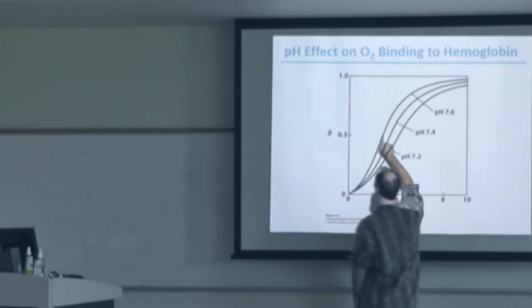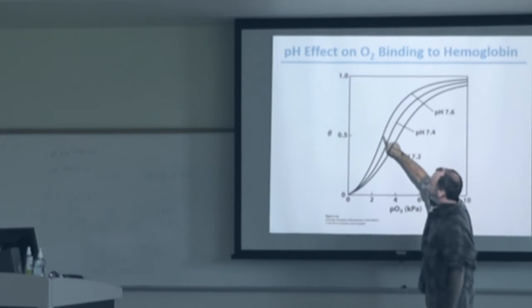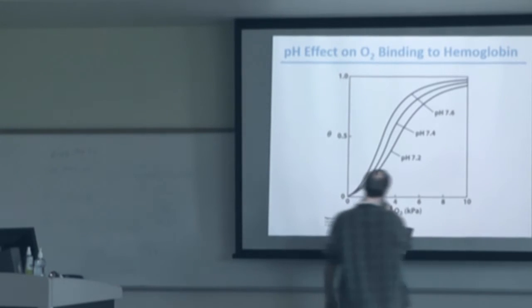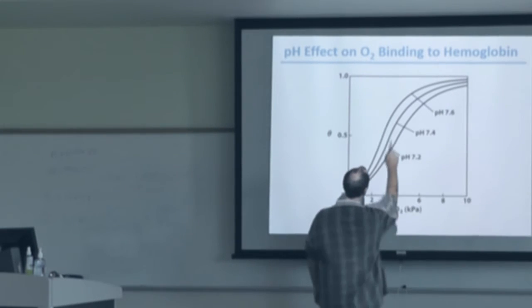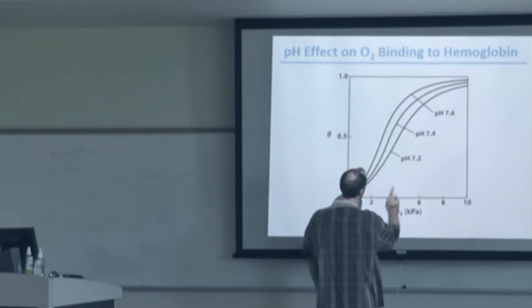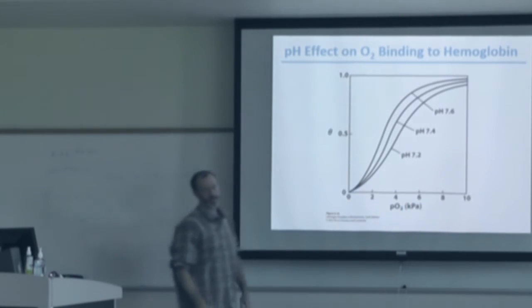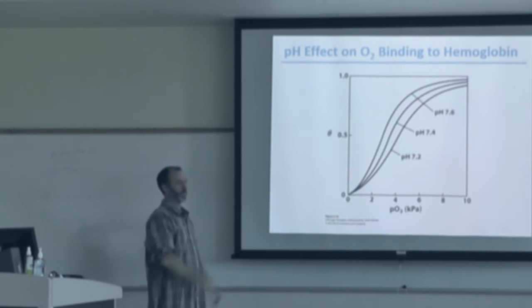If you look at it, the KD goes from, if we were expressing it in kilopascals, about 3 kilopascals to maybe 3.75 to about 4 kilopascals. And as you increase that KD, it lowers the affinity.